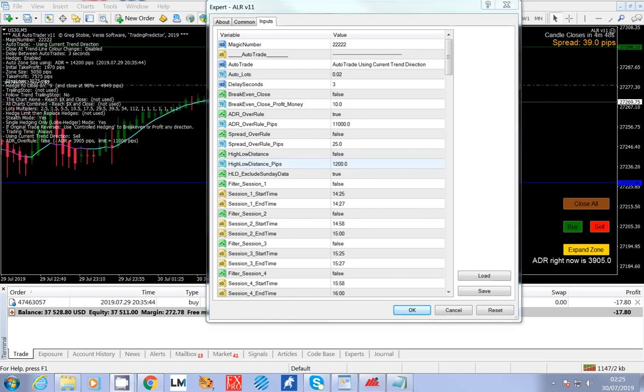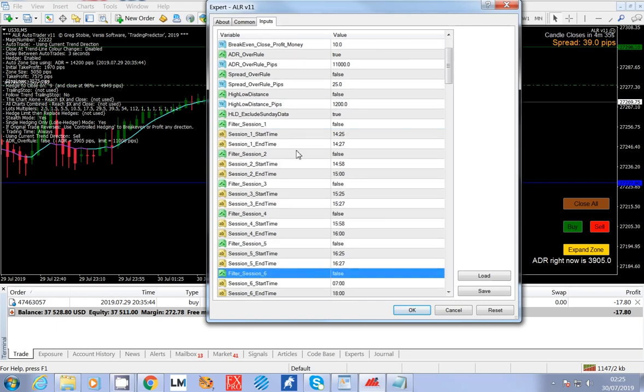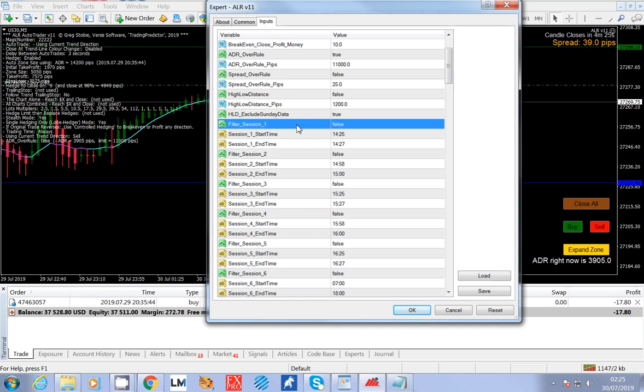Okay, next one. For the exclude Sunday data, that's just for the high-low distance calculations. So we move on to the filter sessions. This is the setting for times of trading. We have 6, as you see here, 6 times of the day that you can set the ALR to trade between. Like I said before, if the end of the trading time comes around, but a trade is still open, the ALR will take that trade to completion. So it won't just stop.